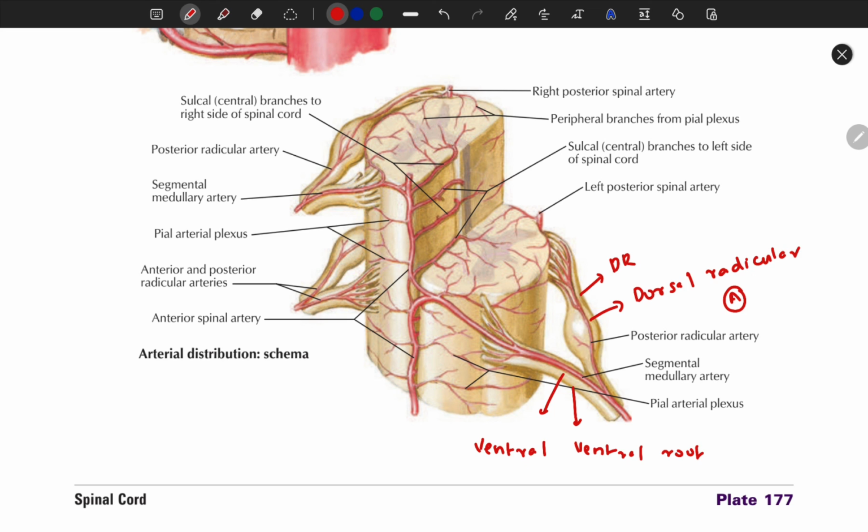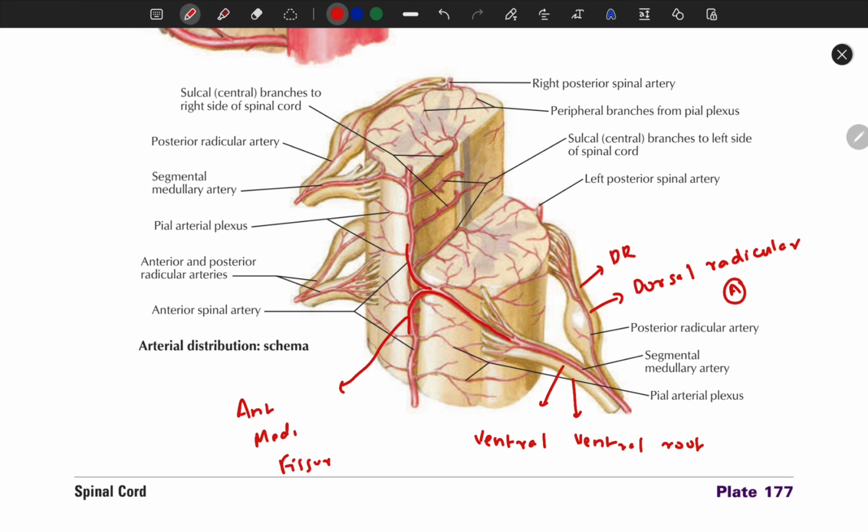You can see that this ventral radicular artery comes and reaches the anterior median fissure. It reaches the anterior median fissure and divides into a descending as well as an ascending branch. Here they anastomose with the long arteries. So these branches can be called the anterior radiculomedullary artery.